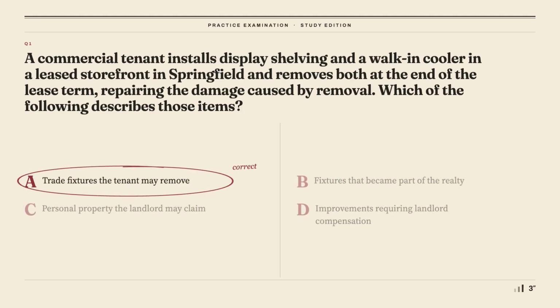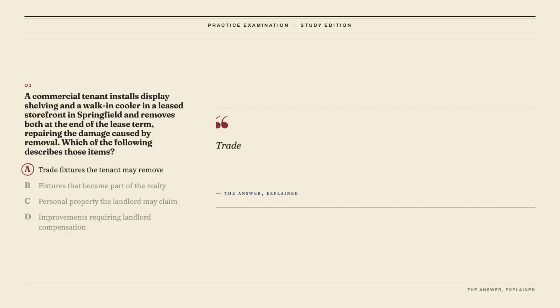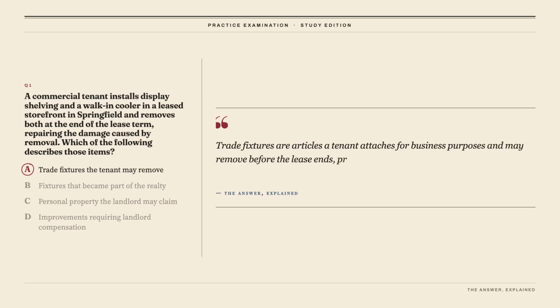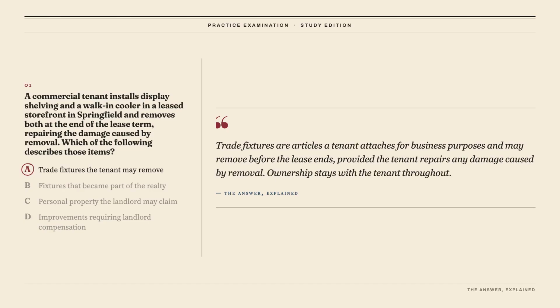The correct answer is A. Trade fixtures the tenant may remove. A is correct because trade fixtures are articles a tenant attaches for business purposes and may remove before the lease ends, provided the tenant repairs any damage caused by removal. Ownership stays with the tenant throughout.